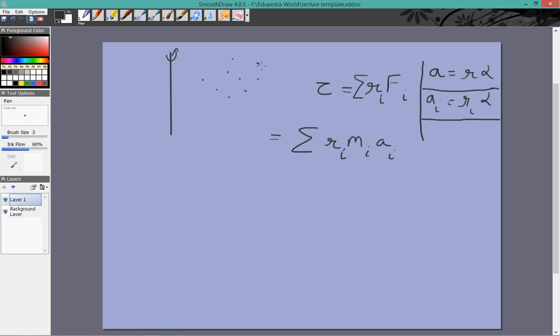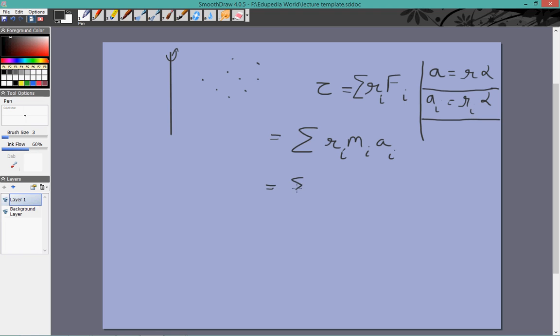Why? Because if this system of particles is rotating as a body, then every particle has to have the same alpha, right? So alpha will be the same for all particles, omega will be the same for all particles, theta will be the same for all particles, the angular displacement in a rotational motion, right? So we can take it out as a common factor. It will not be dependent on i, right? And that is the result which will help us in deriving a lot of important formulas.